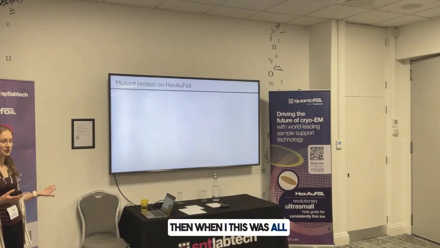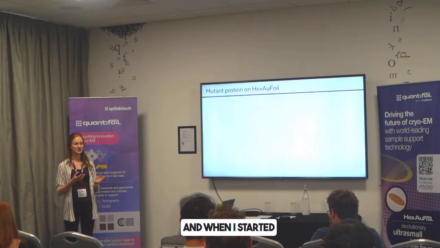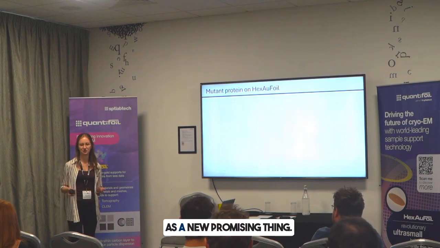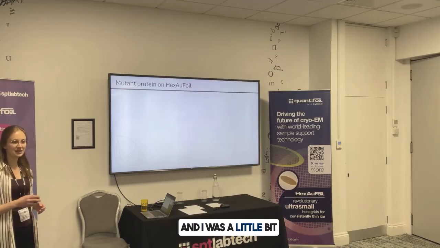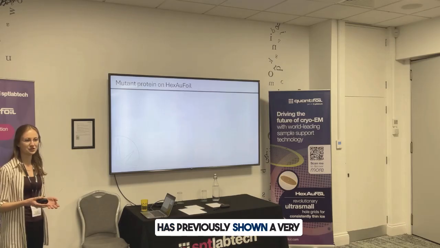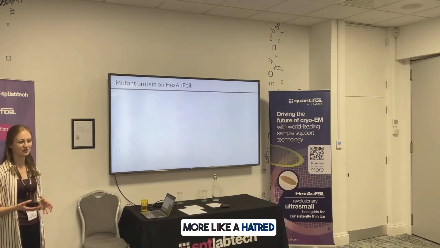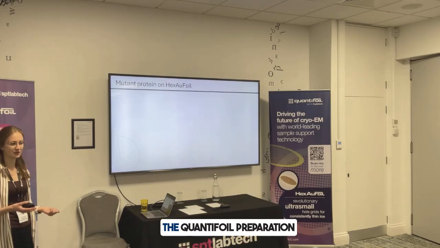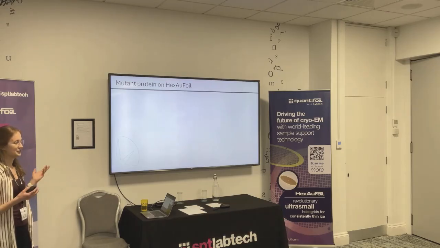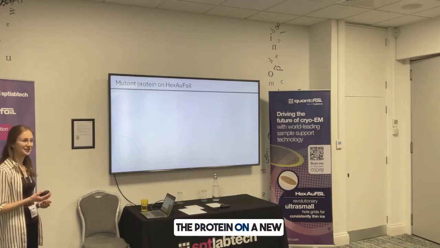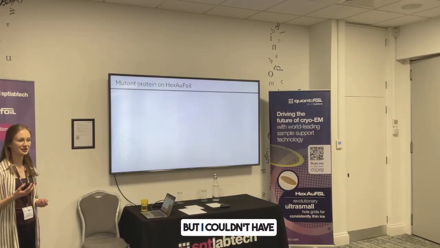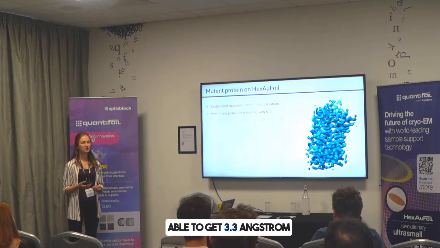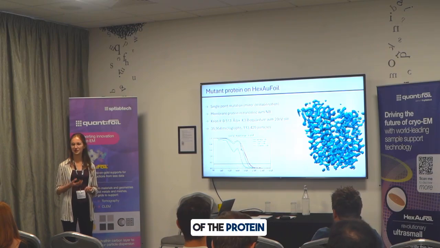This was all done during my placement, and when I started my PhD, my supervisor suggested HexAuFoils as a new promising thing. I was a little bit skeptical, as the protein has previously shown a very strong preference, or more like a hatred, to the majority of grid types. I had managed to optimize the Quantifoil preparation, so it felt more like wasting the protein on a new, unknown grid type, but I couldn't have been more wrong. Very easily we were able to get a 3.3 angstrom resolution structure of the protein from the HexAuFoil grid.